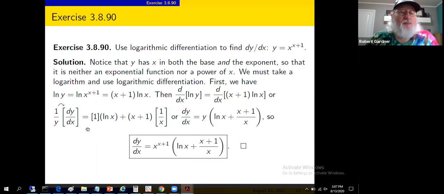And we can cross multiply by y. Then we get dy dx equals y times the right-hand side. That's just natural log of x. Could write this as a single quotient, x plus 1 over x. And you know what y is. So now you know what dy dx is. Y was given as x to the x plus 1 power. And there's dy dx when y equals x to the x plus 1 power.